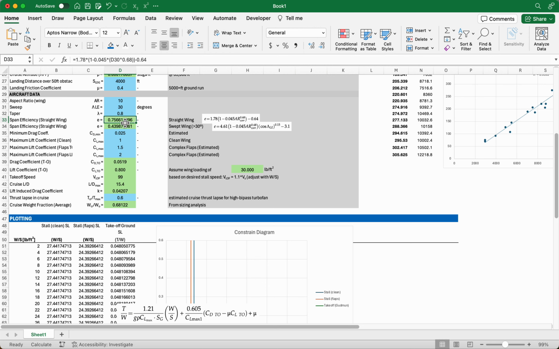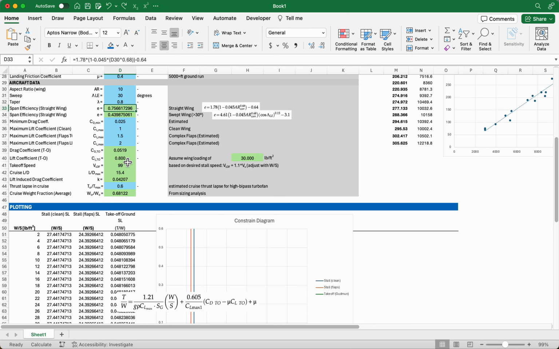Let's say we choose a span efficiency of 0.8, then our drag during takeoff decreases a bit further, and at 0.9 we get around 0.47. So I'll leave it as the equation for now. It's something to play around with, but once we know our lift during takeoff, we can assume a drag during takeoff.